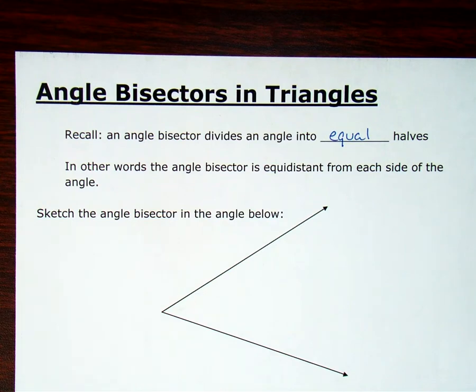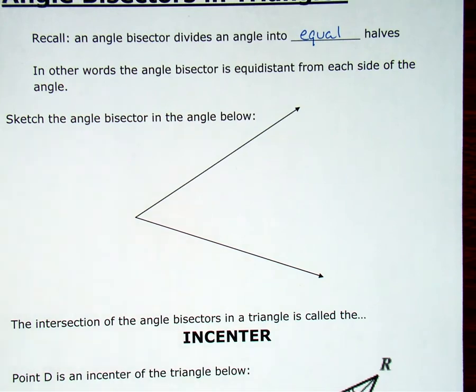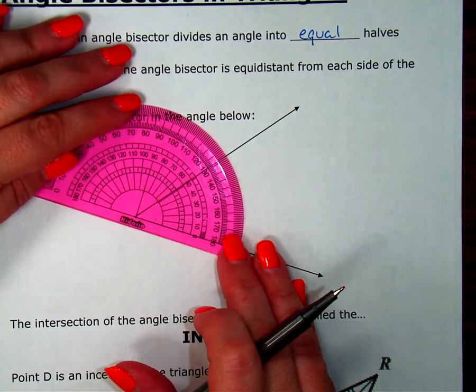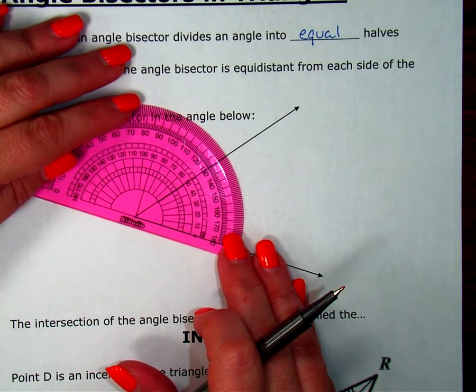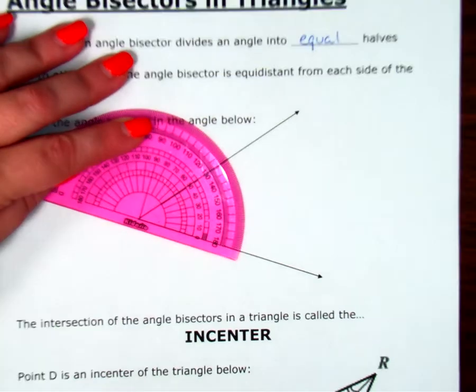So if I were going to take this angle and make the angle bisector, I first have to know how big the angle is so that I can divide that in half. So I'm going to measure the angle. When I line this up, I can see that I have a 50-degree angle. Let's review that real quick.